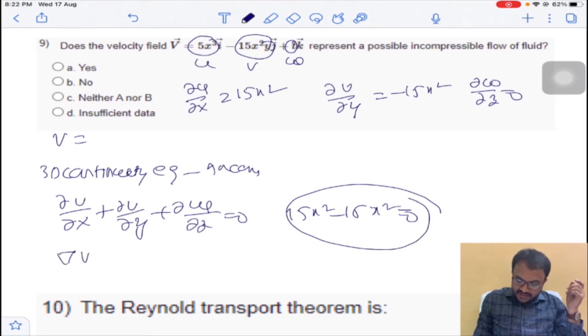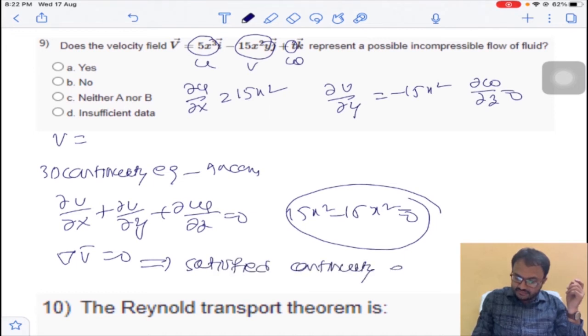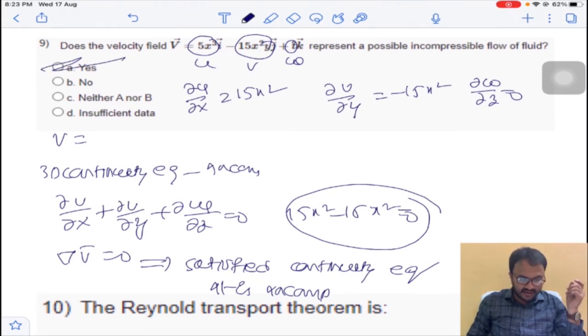So that is del dot V bar is equal to 0. It satisfies the continuity equation. So it is incompressible flow. So that is yes, answer A for question number 9.